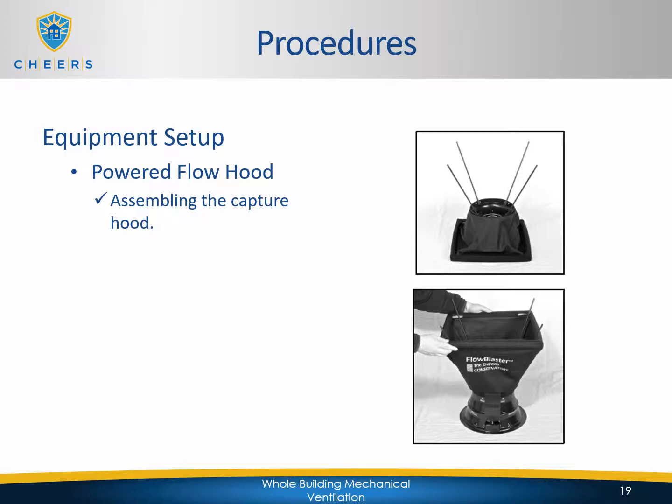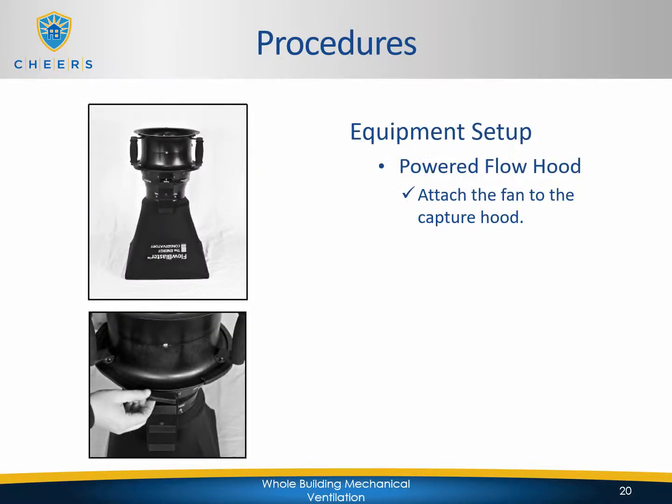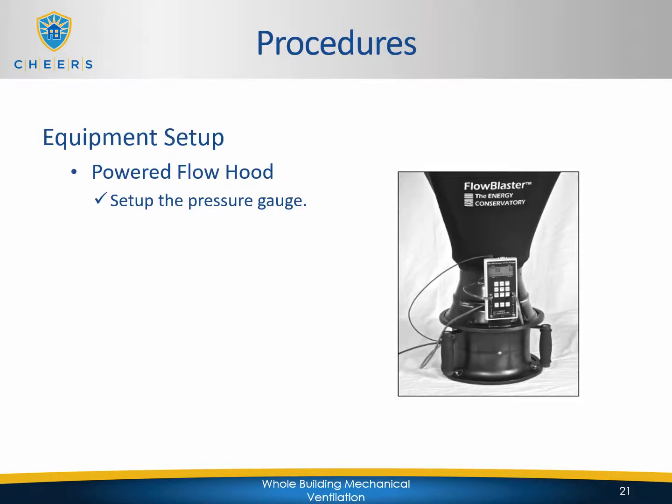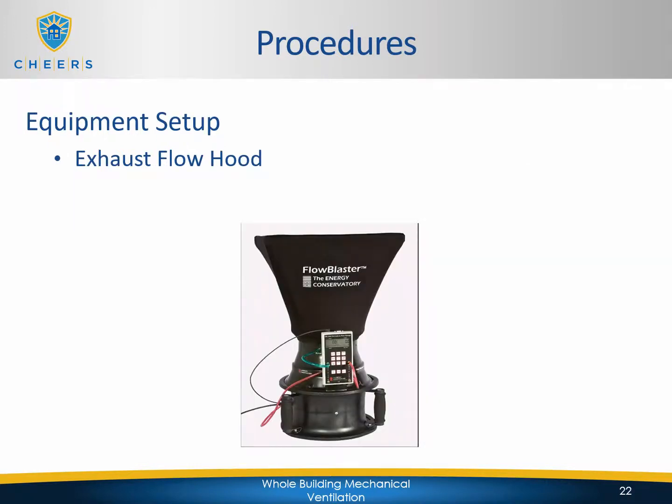For the power flow hood, obviously you want to assemble the capture hood based on your manufacturer's instructions. You want to attach the fan to the capture hood. You want to set up the pressure gauge to the flow hood as well. You will then hold the power flow hood to the grill that you're about to test, and then you will balance the pressure by activating the power flow hood. The gauge will then give you the reading.